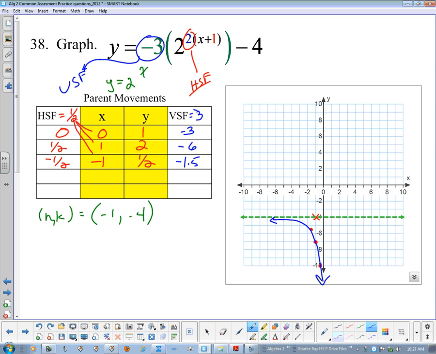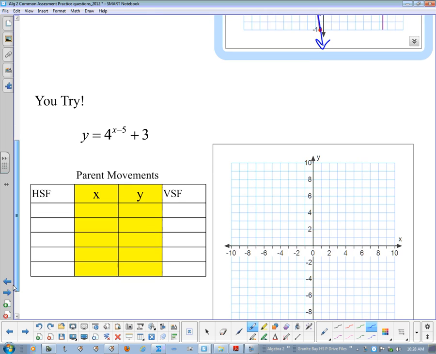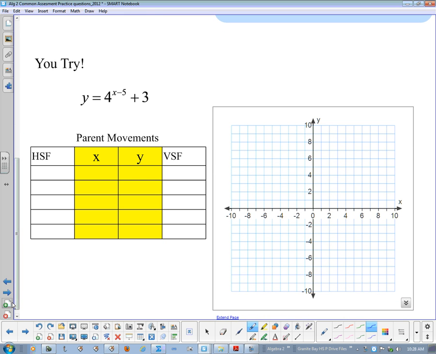Questions at all about that? See how close we were? There it is. Don't worry about that. You can try this one. Be more realistic. Go for it.